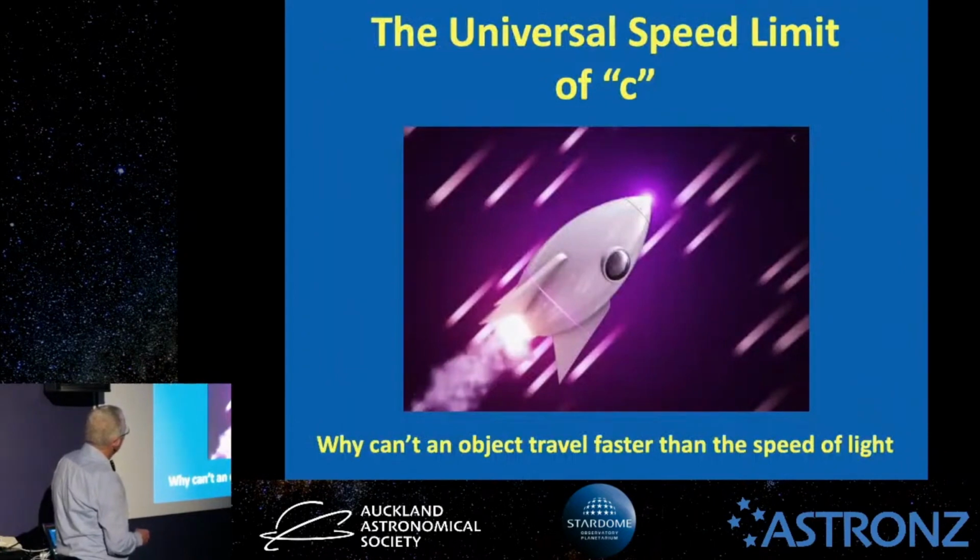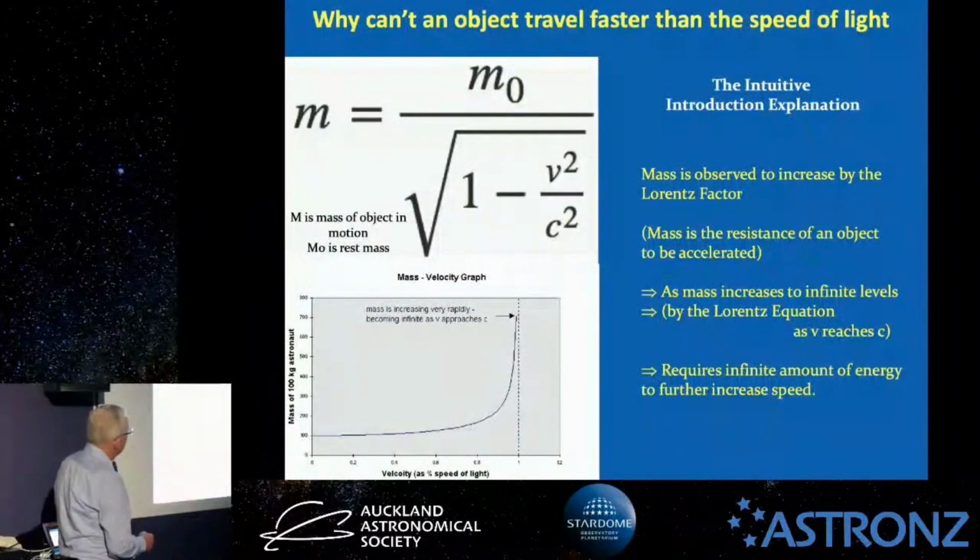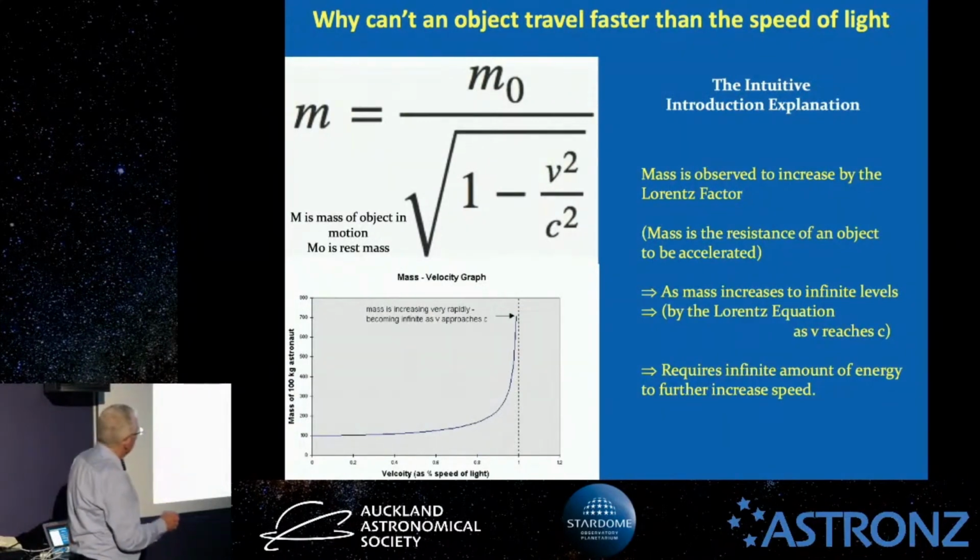So having the universal speed of c, why can't an object travel faster than the speed of light? That all comes down to another thing we haven't mentioned yet, a concept called mass. There are two explanations behind it, but it's all to do with relativity, relative mass. The intuitive explanation is that mass is observed. So here's your resting mass.